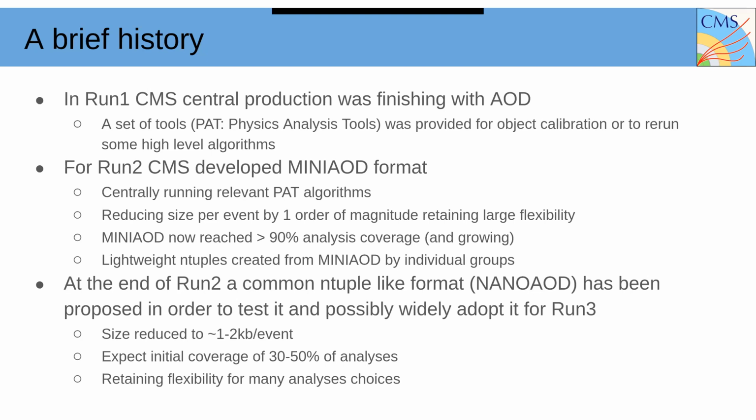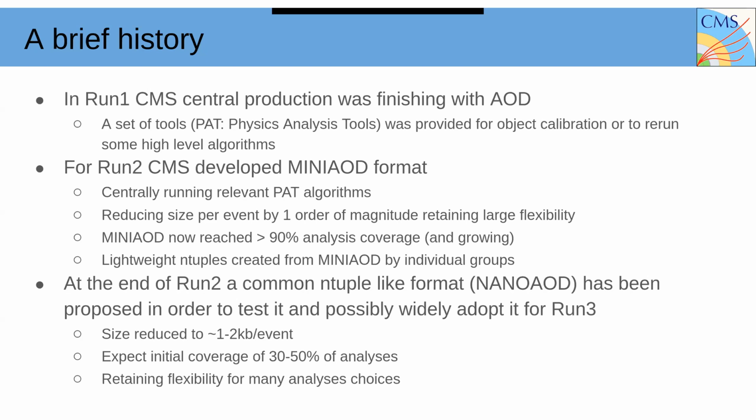And the idea at that time was that the only analysis tool that existed was what we called PAT, the Physics Analysis Tool, that was provided to do some calibration of the objects, or perhaps to run some high-level algorithms like tagging, or some identification of objects and discrimination between background and fake objects and real objects, or things like this.